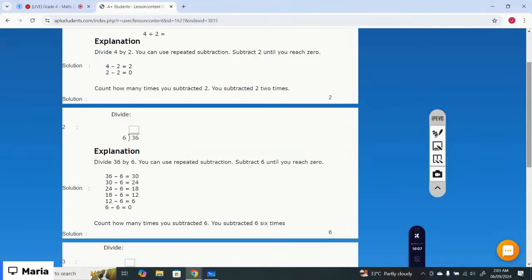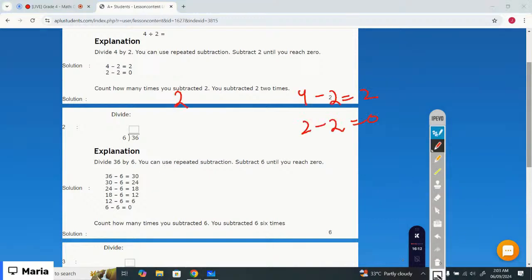You can see here the other example, 36 divided by 6, right? You keep on subtracting 6. 36 take away 6, 30. 30 take away 6, 24. 24 take away 6, 18. 18 take away 6, 12. 12 take away 6, 6, until you get 0, right? So you did that 6 times. So 36 divided by 6 is 6. Or you can simply count 6 until 36. We know that 6 times 6 makes 36, so you can go for 6. Got it?